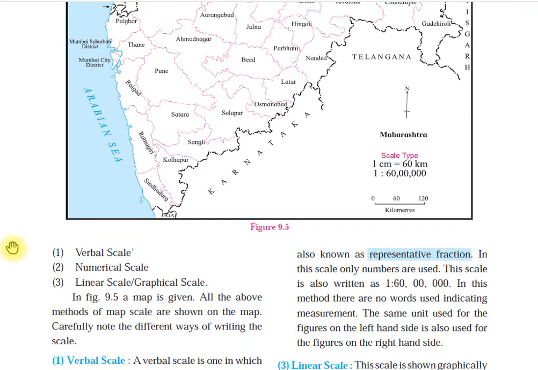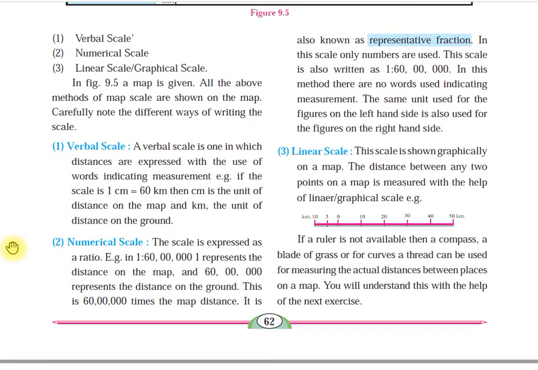What do you mean by a verbal scale? A verbal scale is one in which distances are expressed with the use of words. Verbal means with the use of words indicating measurement. So I will repeat, what do you mean by a verbal scale? A scale in which distances are expressed with the use of words indicating measurement is called a verbal scale.